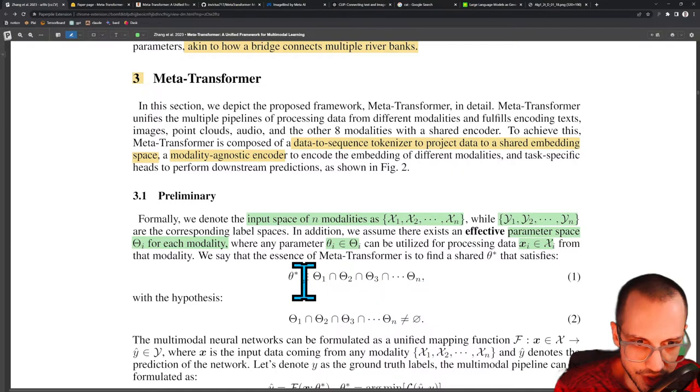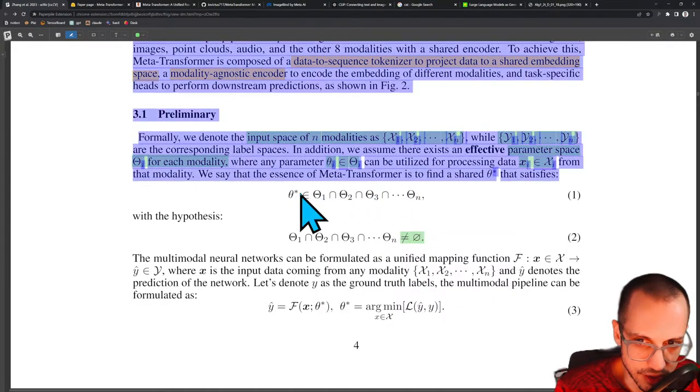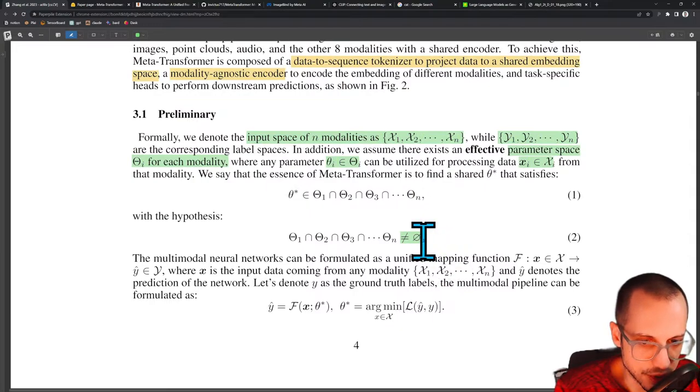Okay, so you have some theta star that is the intersection of all these thetas for every single modality. And what they're saying is that you can't cheat and say that the intersection between all of them is null, right? So one obvious answer to this puzzle that they're proposing is that basically it's just a bunch of zeros, but they're saying it can't be that.